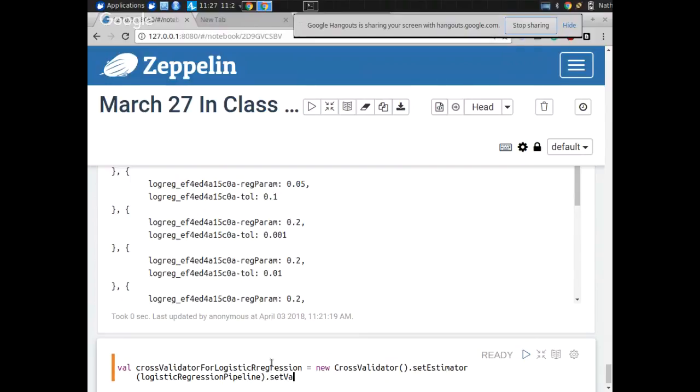Next, we're going to set the evaluator. And this is going to be, guess what? The binary classification evaluator, okay?